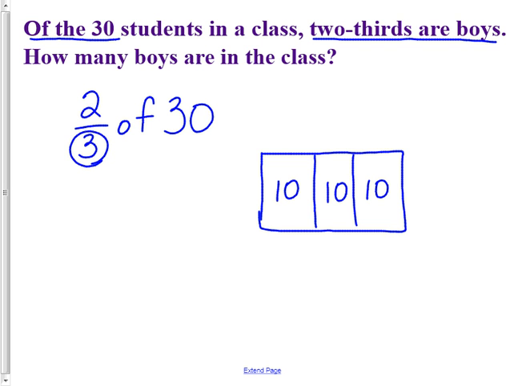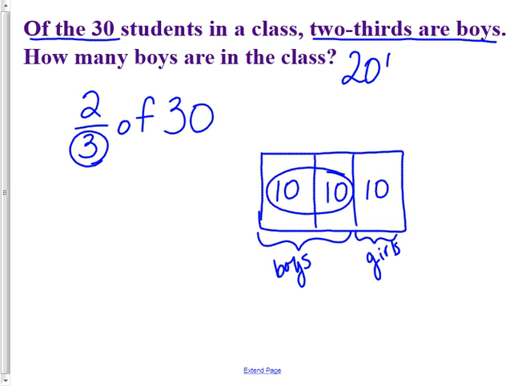Of those students, 2/3, or 2 sections, are boys, and 1 section would be girls. So if we look at what we need to answer our question, it says how many boys are in the class. Here are the boys, so there are going to be 20 boys in the class. Now, I'd like to point out that this is actually a multiplication problem. Anytime we have a fraction of something, that's going to be a multiplication. So we're really doing 2/3 times 30, and that gives us 20 boys.